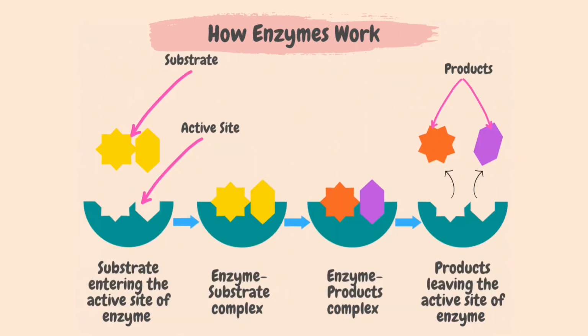This diagram illustrates how enzymes work. As we know, the shape of the substrate must be complementary or matching to that of the active site of the enzyme. As the enzyme binds with the substrate, an enzyme-substrate complex is formed. The reaction then occurs on the enzyme and the enzyme-product complex is formed. The products eventually leave the enzyme. The enzyme itself is unchanged at the end of the reaction.